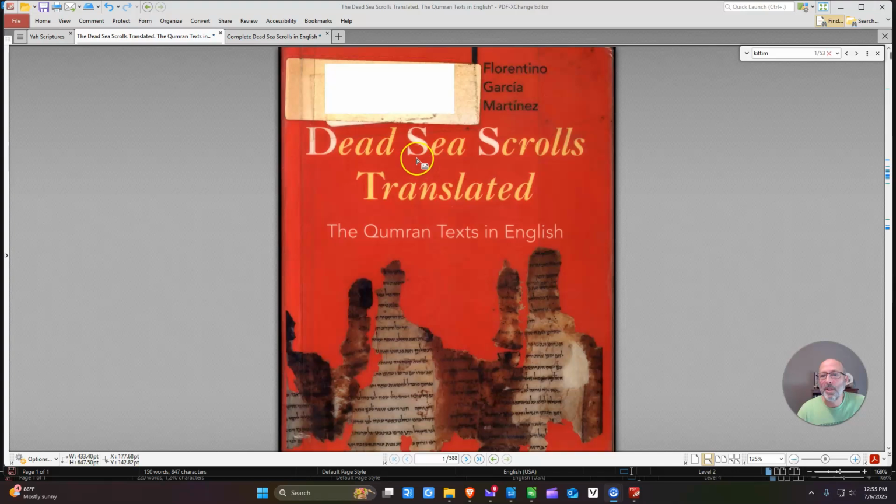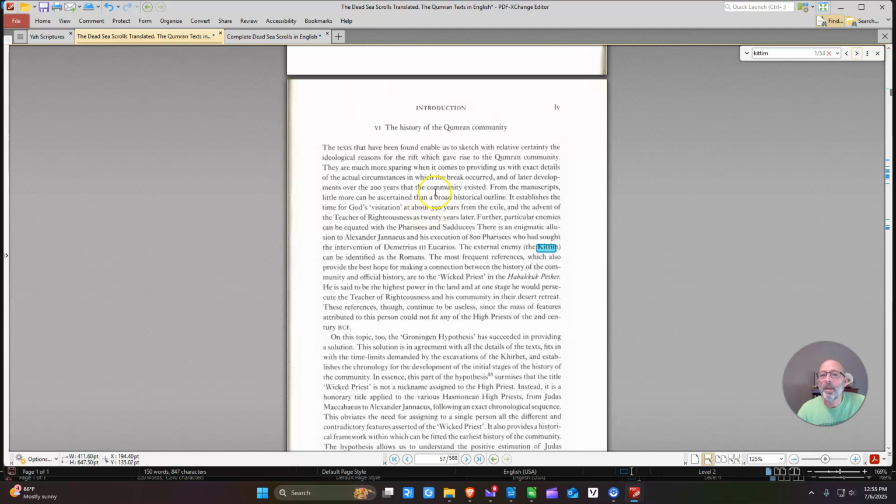So let's just start with the Dead Sea Scrolls translated. I've done a word search. We have 53 occurrences, and the first of these appears in just a comment here in the introduction in the history of the Qumran community, where it says the external enemy, in parentheses, the Kittim, can be identified as the Romans.